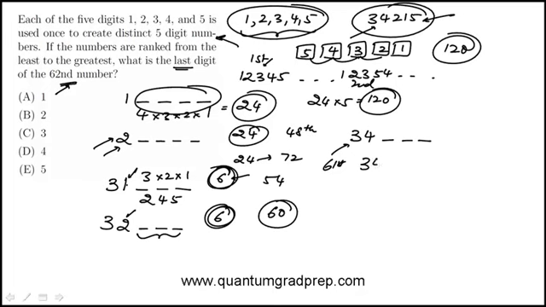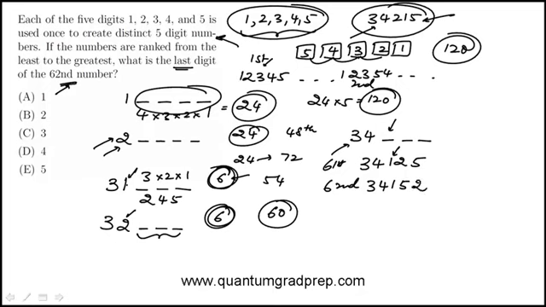And the 61st would be 3, 4. I want to make it the least, so 1. And then I have 2 and 5. So that would be the 61st. And the 62nd would be, keep the 1 there, and you swap these 5 and 2.